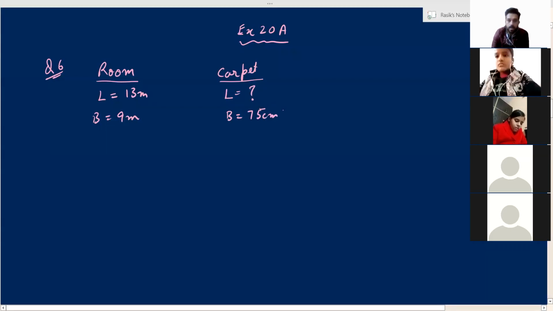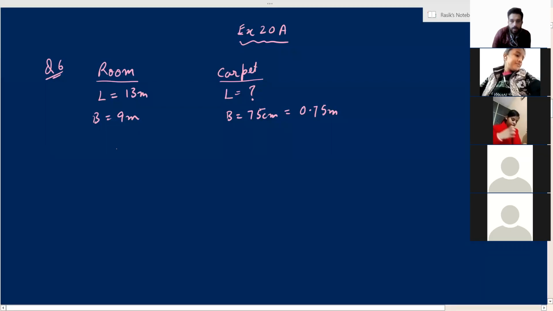So we are converting the breadth in meters. If we convert centimeters to meters, we divide by 100. So we get 0.75 meters. Why are we converting to meters? Because all the other units are in meters. We have to find the cost of carpeting at rupees 105 per meter. That means if we buy 1 meter of carpet, we have to pay rupees 105. So we have to find out how much length of carpet is required to cover the whole room.